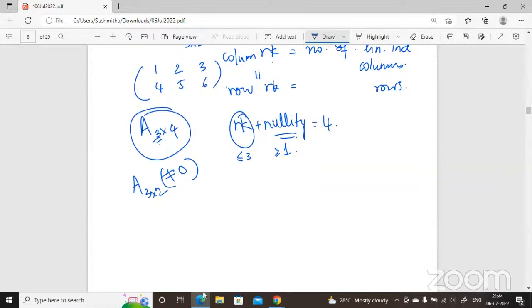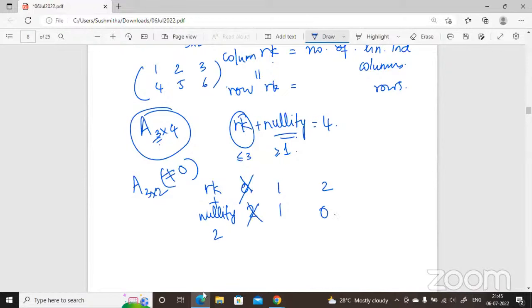Okay, fine. So I have a 3 cross 2 matrix. The maximum rank is 2, so the possible ranks are 0, 1, 2, right? Yes. But A is not a 0 matrix, so the rank cannot be 0, right? Okay. What is rank plus nullity? It will be 2. Rank plus nullity should be equal to 2. So if rank is 0, nullity is 2. If rank is 1, nullity is 1. If rank is 2, nullity is 0.